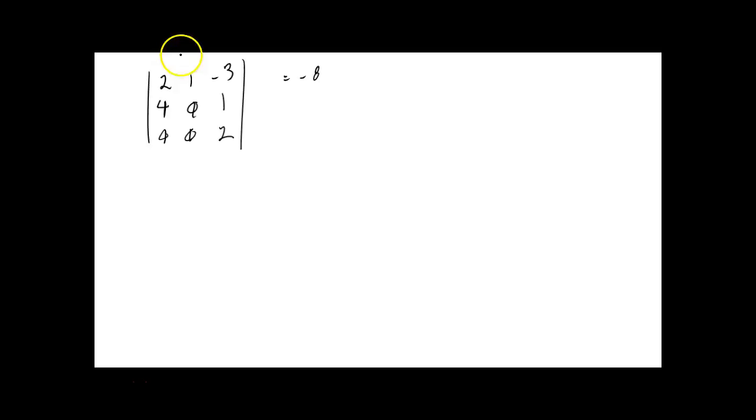Now, the question is, is there some other way you can do this? Well, what about exchanging those two columns? That's an elementary column operation. What's that going to do to your determinant? Interchanging two columns is going to negate your determinant.